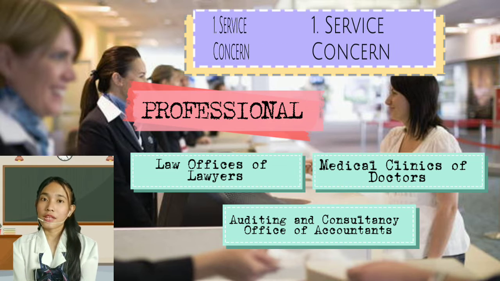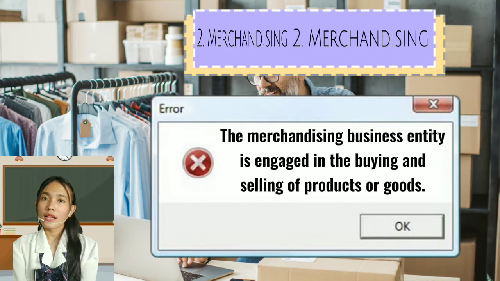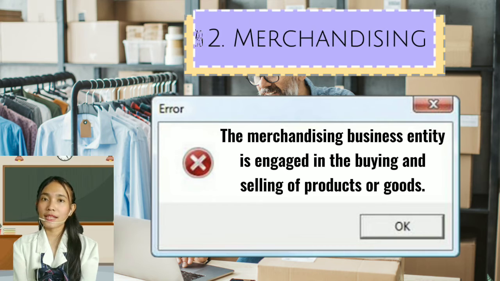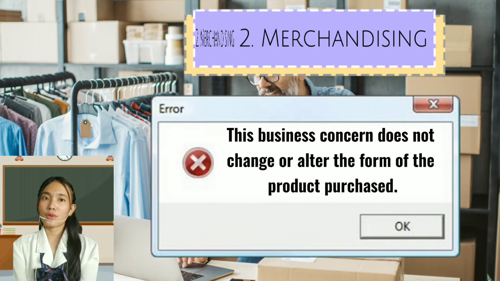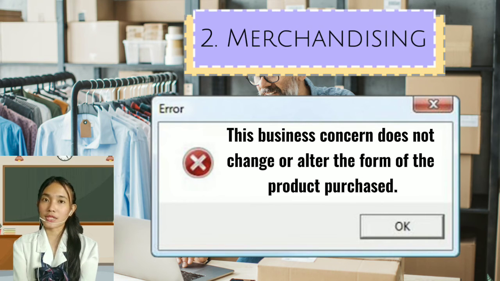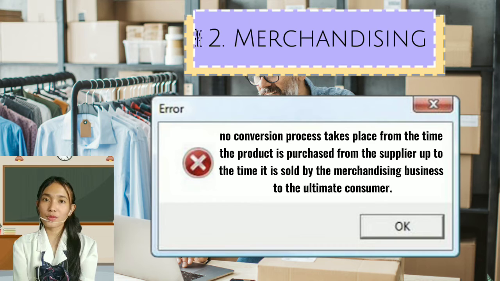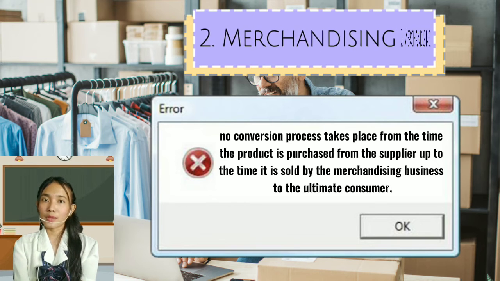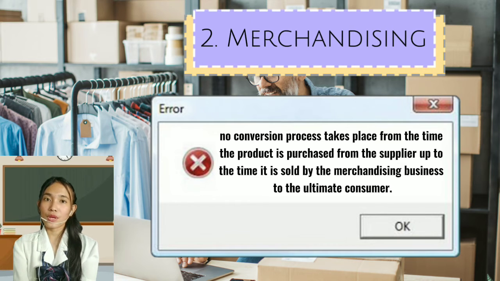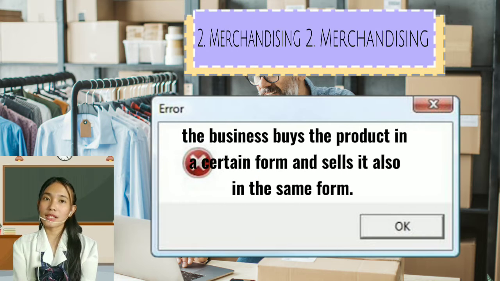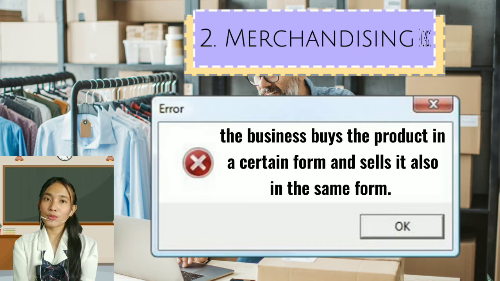Second, we have merchandising. The merchandising business entity is engaged in the buying and selling of products or goods. This business concern does not change or alter the form of the product purchased. In other words, no conversion process takes place from the time the product is purchased from the supplier up to the time it is sold by the merchandising business to the ultimate consumer. In merchandising, the business buys the product in a certain form and sells it also in the same form.